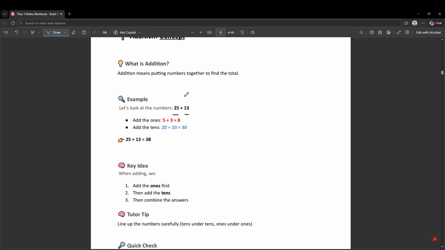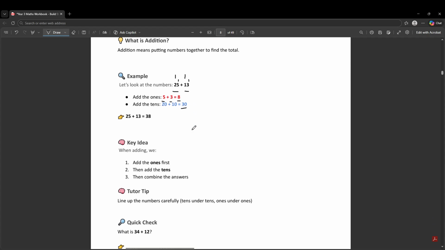If we recall our knowledge about place value, we know that the 2 and the 1 represent the tens, and the 5 and the 3 represent the ones. We can use this to break down the math and add the ones first, so we get 5 plus 3, which equals 8, and then add the tens. 20 plus 10 equals 30. So now we can rewrite this as 30 plus 8, which will give us 38.